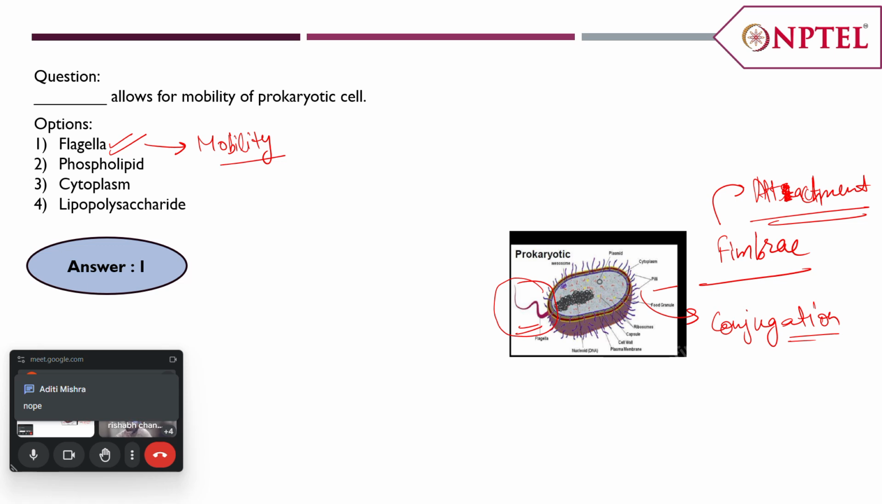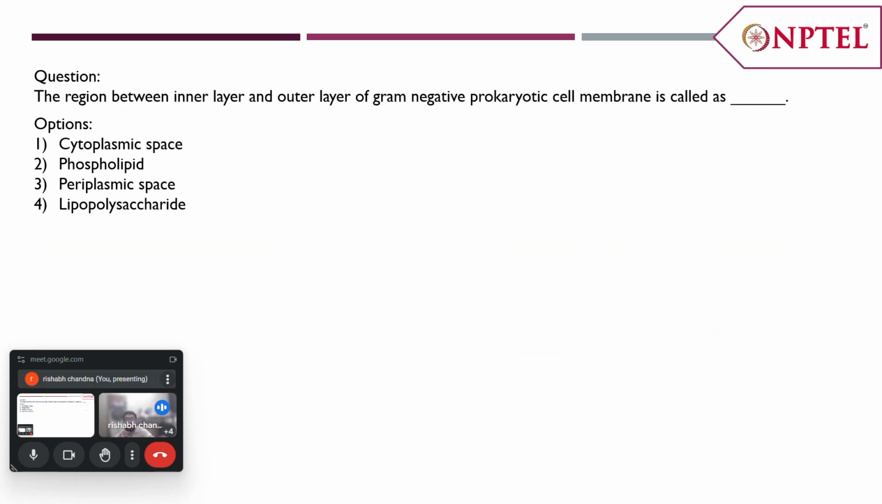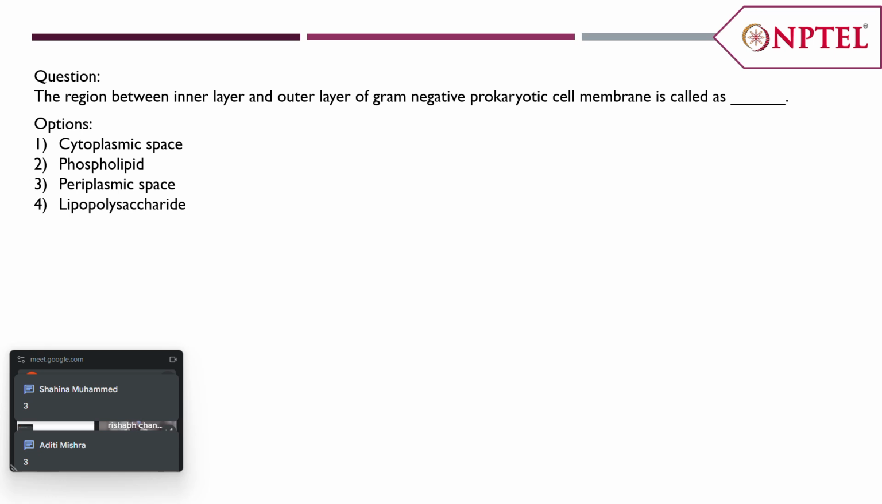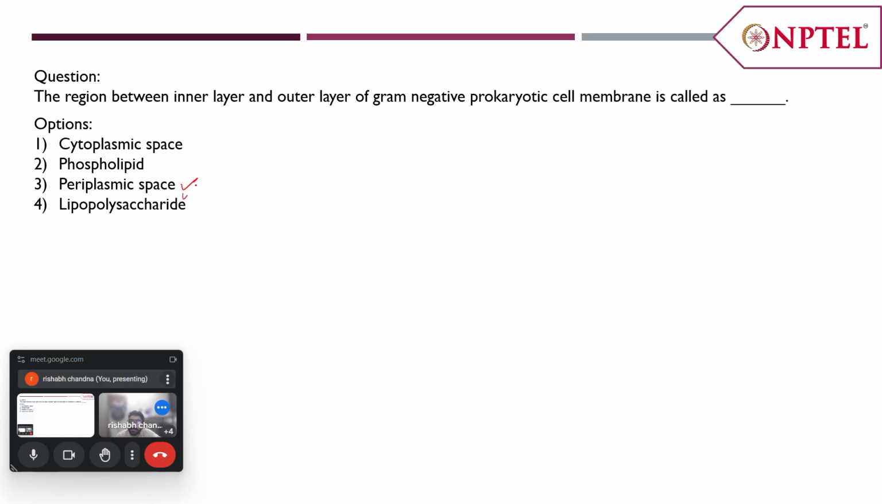Okay, so let's move on to the next question. The region between the inner layer and the outer layer of a gram negative prokaryotic cell membrane is called as. Okay, so it's the periplasmic space.